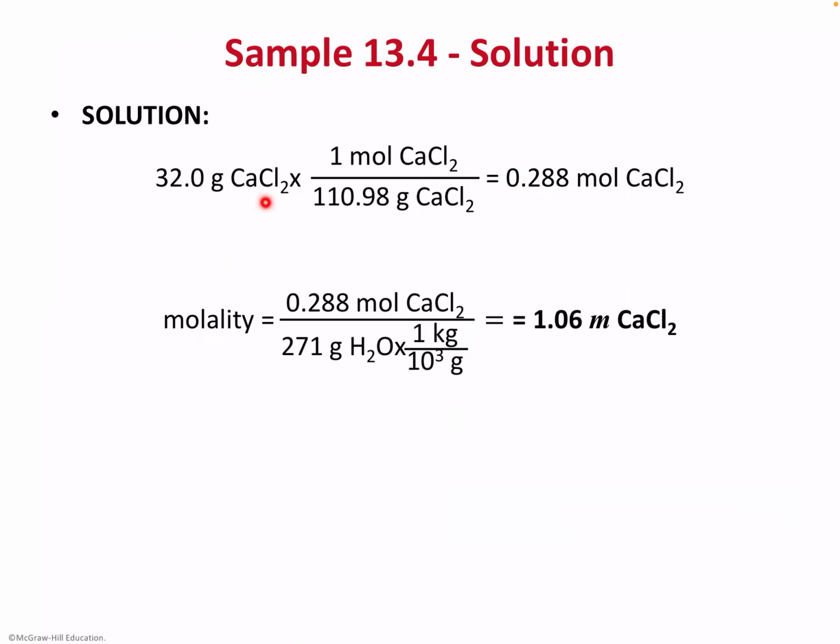32 grams, using the molar mass of calcium chloride, 110.98, converted to moles, over the solvent mass in kilograms, 271 over 1000, converted to kilograms. That will give us the molality.